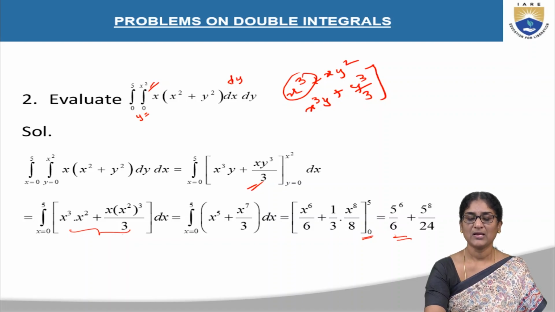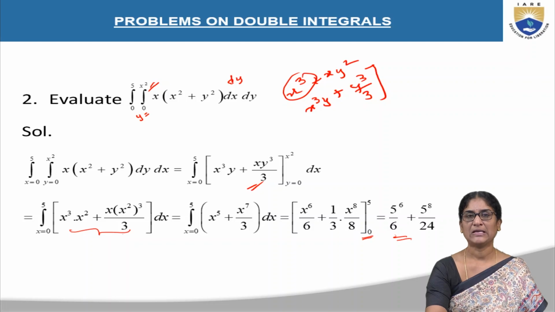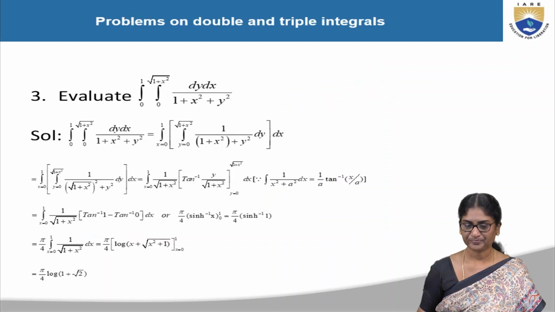So in this way, the variable limits are operated in double integrals. First, we need to do the integration for the variable limit. Then convert the double variable function to a single variable function, and then the single variable function is integrated, upon which you are going to get the numerical value.